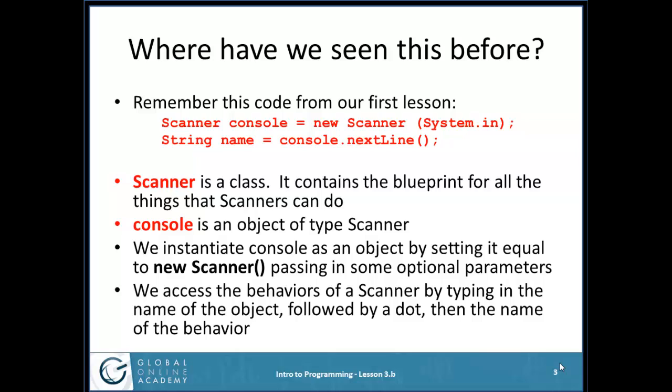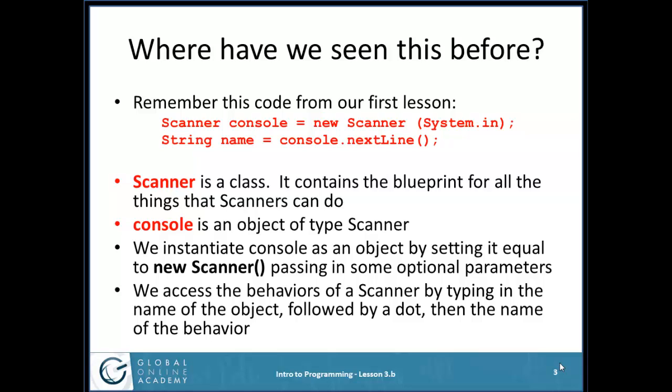We instantiate console as an object by setting it equal to a new Scanner and passing in some optional parameters. So if we just said Scanner console;, that would say, hey Java, I'm going to use a variable called console and I want it to be of type Scanner. But it doesn't create the object yet.